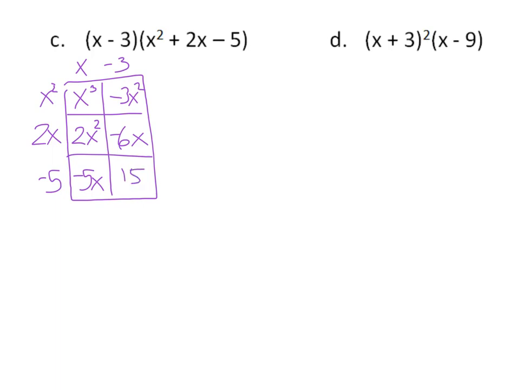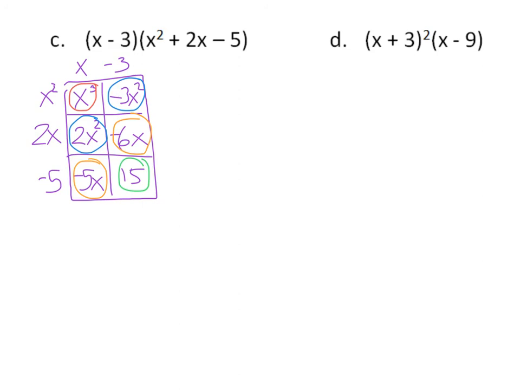Now we're going to combine our like terms in each of the squares of our little matrix. This is x to the 3rd. There's no other x to the 3rds. This is 2x squared, and this is negative 3x squared. Those are like terms. I circled them both in blue. Now I've got negative 6x, and I've got negative 5x, so I circled those in orange. And lastly, I've got a 15. It doesn't have anything else that it's a like term with.